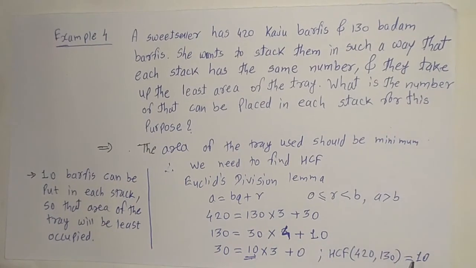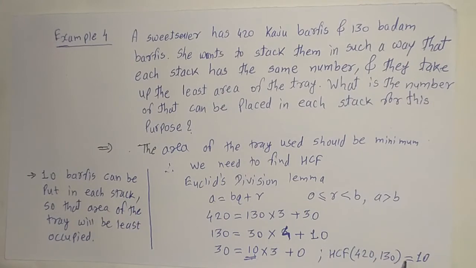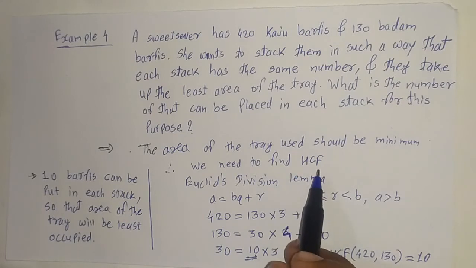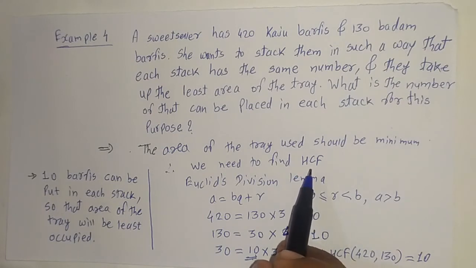Got the HCF as 10. It is the last step. So this is our required answer. We need to find the HCF, which is the maximum number of burpees which can be stacked in each stack, so that the minimum area of the tray will be occupied.